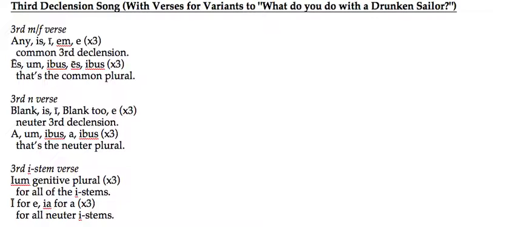Blank is E blank to A, blank is E blank to A, blank is E blank to A, neuter third declension. Ah, it was ah, it was ah, that's the neuter plural. Now the I stem.